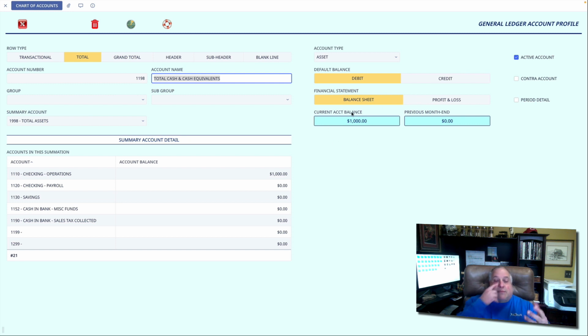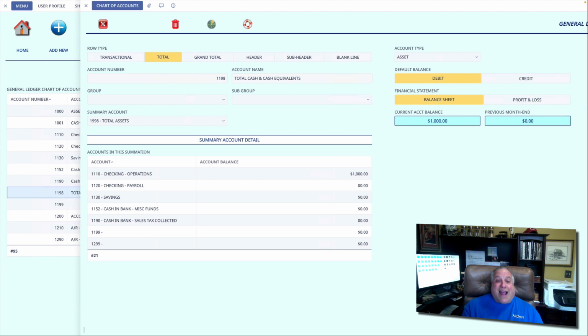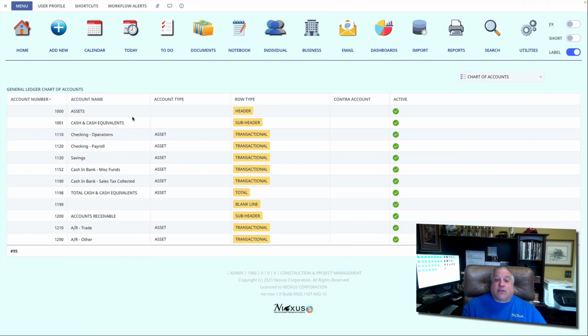But we even want to be able to roll up to a higher level. And this is where the grand totals come into play. We have transactional accounts rolling up to totaling accounts. We have total accounts of total cash and cash equivalents. And you can see, just for my own formatting purposes, my transactional accounts are always upper and lower case. My total and grand total accounts are always in all caps. So here we have account 1198, total cash and cash equivalents.